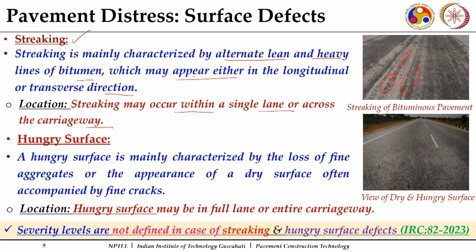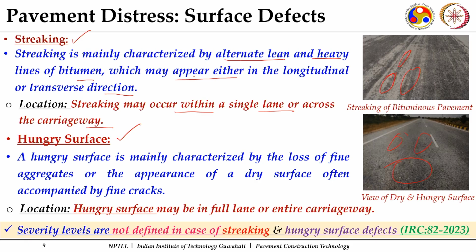So, throughout the carriageway, at various parts you can experience this, that certain sections have heavy lines and certain sections have light lines. This is another streaking.